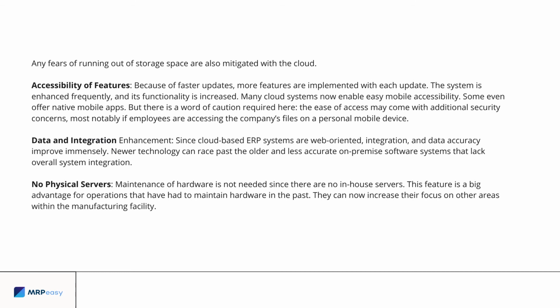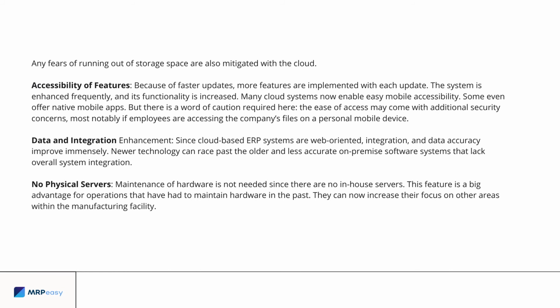Accessibility of features. Because of faster updates, more features are implemented with each update. The system is enhanced frequently and its functionality is increased. Many cloud systems now enable easy mobile accessibility. Some even offer native mobile apps. But there is a word of caution required here. The ease of access may come with additional security concerns, most notably if employees are accessing the company's files on a personal mobile device.